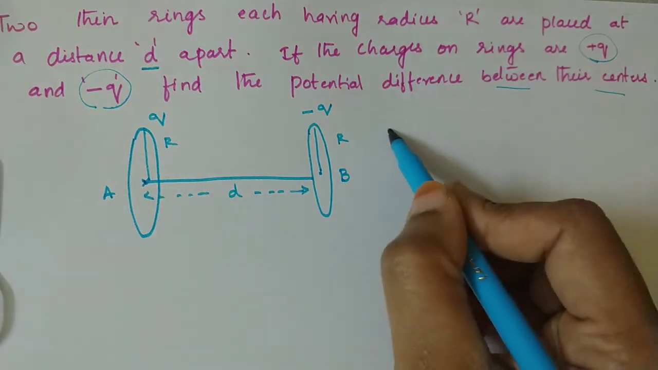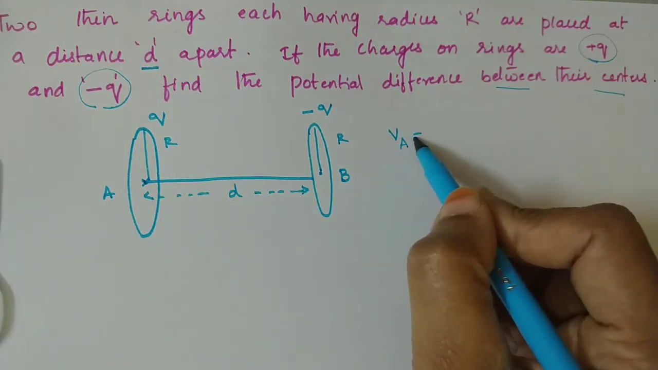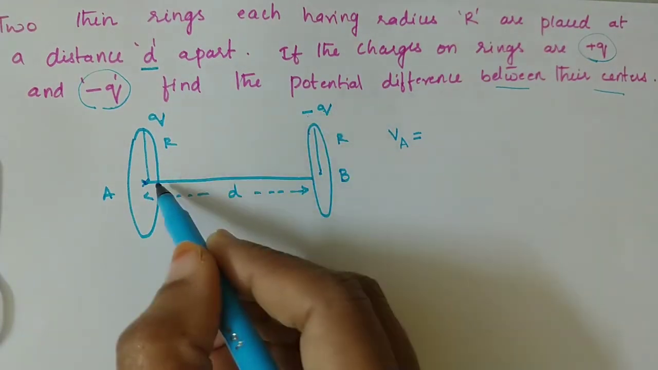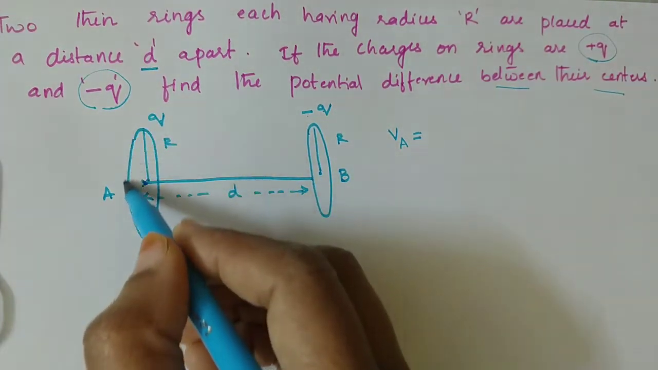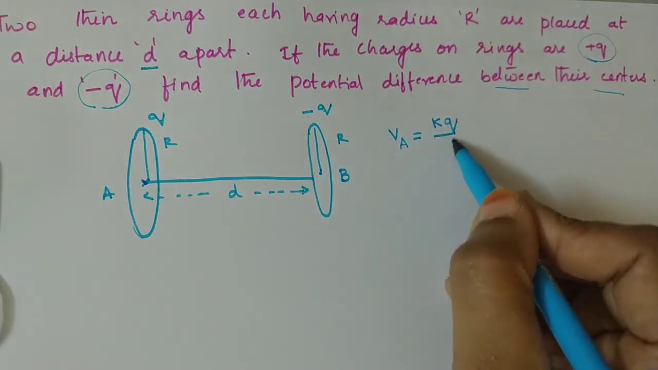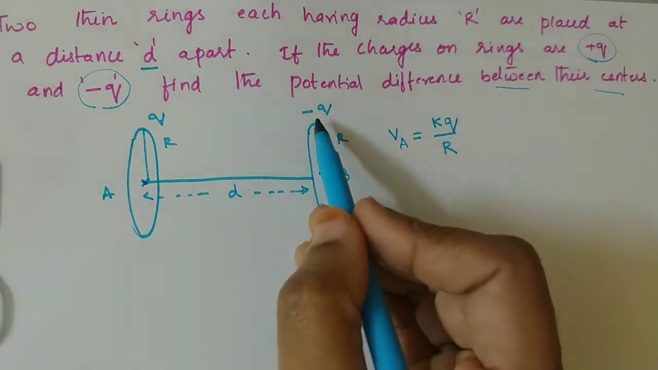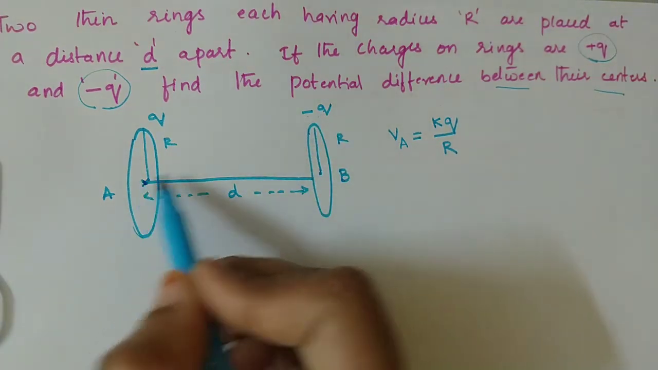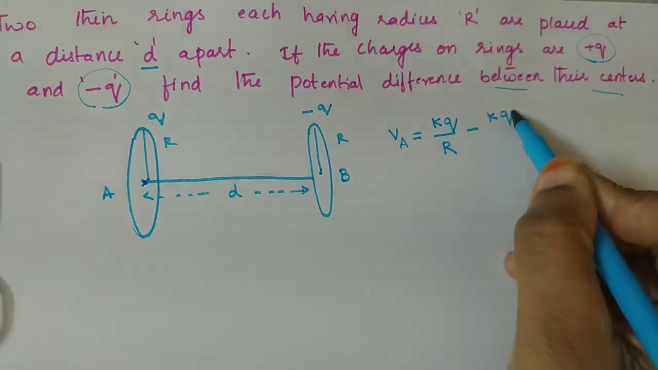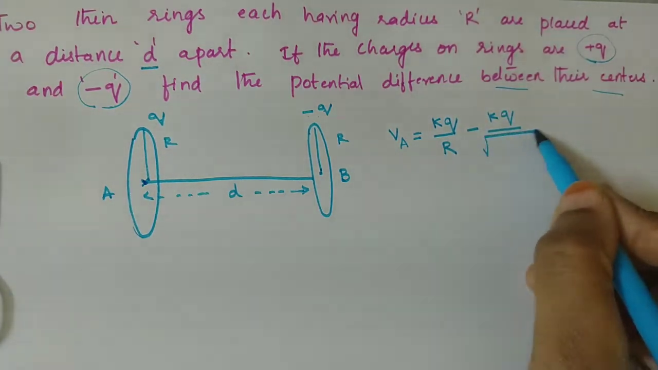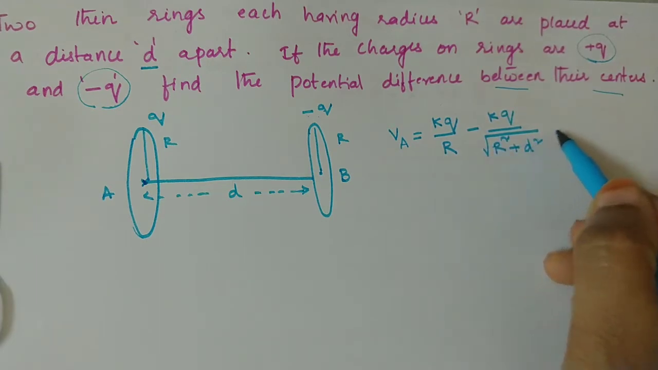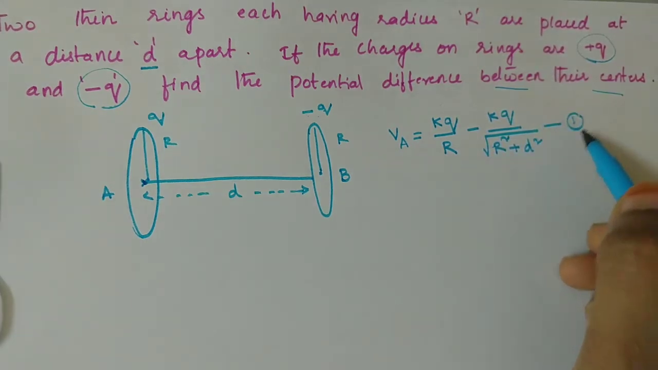So to find potential at A, we need to find two terms, potential due to Q and potential due to minus Q. Potential at the center of the ring is given by KQ by small r, capital R. Due to negative charge, this is an axial line for it. We know potential on axial line is KQ by under root R square plus x square. Here x is equal to d. Call this as equation 1.